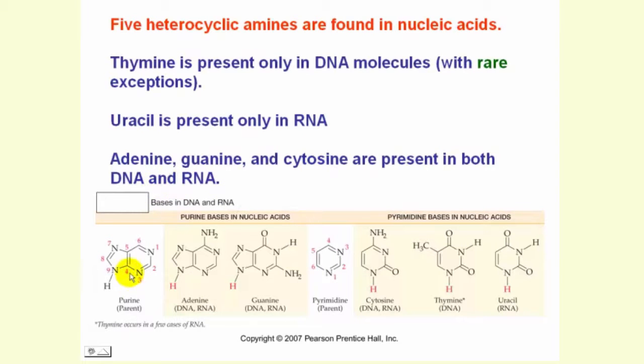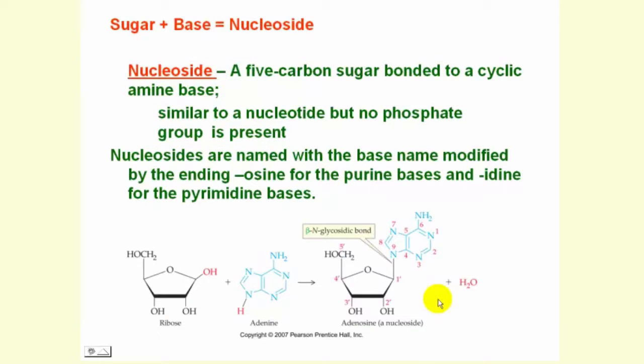So here are the bases. Purine is the parent, so adenine and guanine are the purine bases. And again, we find adenine and guanine in both DNA and RNA. Here we have the pyrimidine bases, and the pyrimidine bases are cytosine, thymine, and uracil. Cytosine is found in both DNA and RNA, thymine only in DNA, and uracil only in RNA. Thymine can occur in a few cases of RNA, but again, it's rare. For our purposes, we will just assume that it does not.